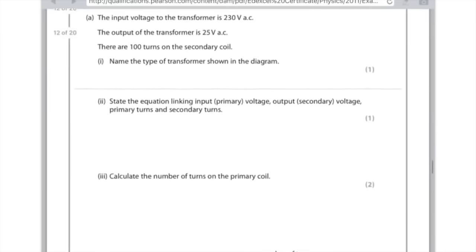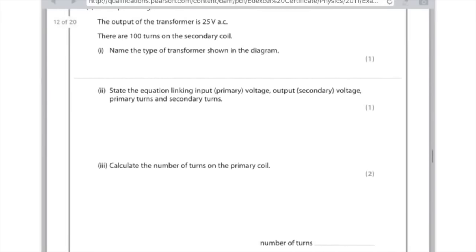State the equation linking input primary voltage, output secondary voltage, primary turns and secondary turns. We really need to learn all these equations. So this is what the equation is. Remember that it's input primary voltage over output, which is secondary voltage, equals number of primary turns divided by secondary turns. So now we're calculating the number of turns on the primary coil, so I'm going to be using that equation, and X is therefore NP here.